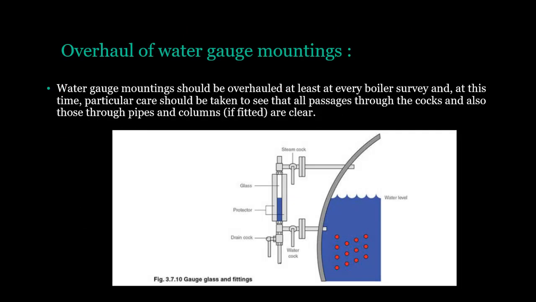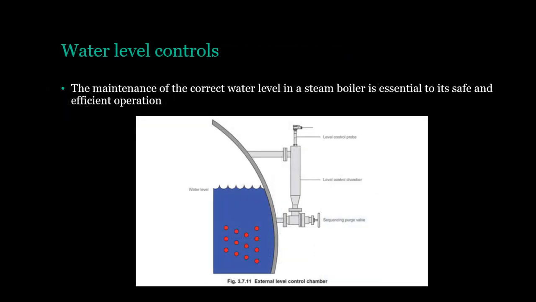Water gauge mountings should be overhauled at least at every boiler survey and, at this time, particular care should be taken to see that all passages through the cocks and also those through pipes and columns, if fitted, are clear. The maintenance of the correct water level in a steam boiler is essential to its safe and efficient operation.